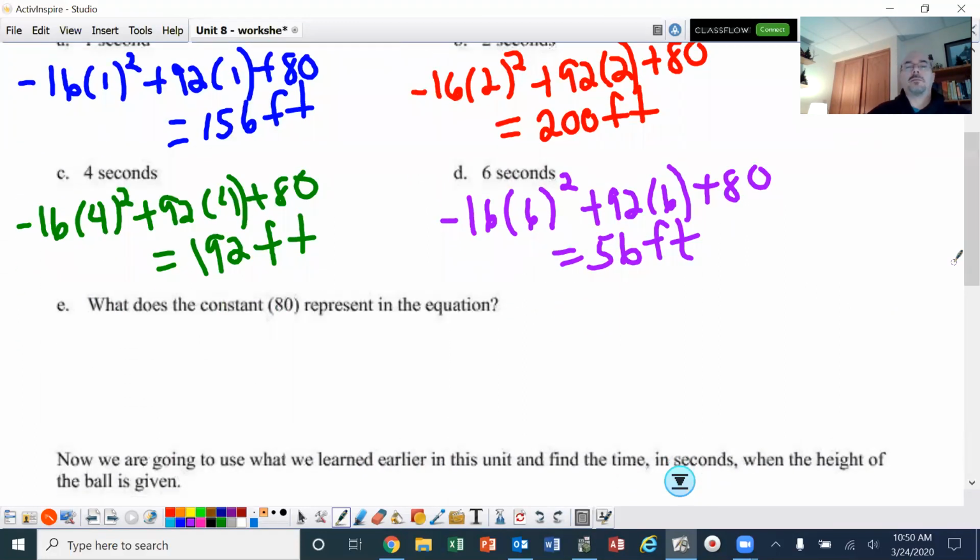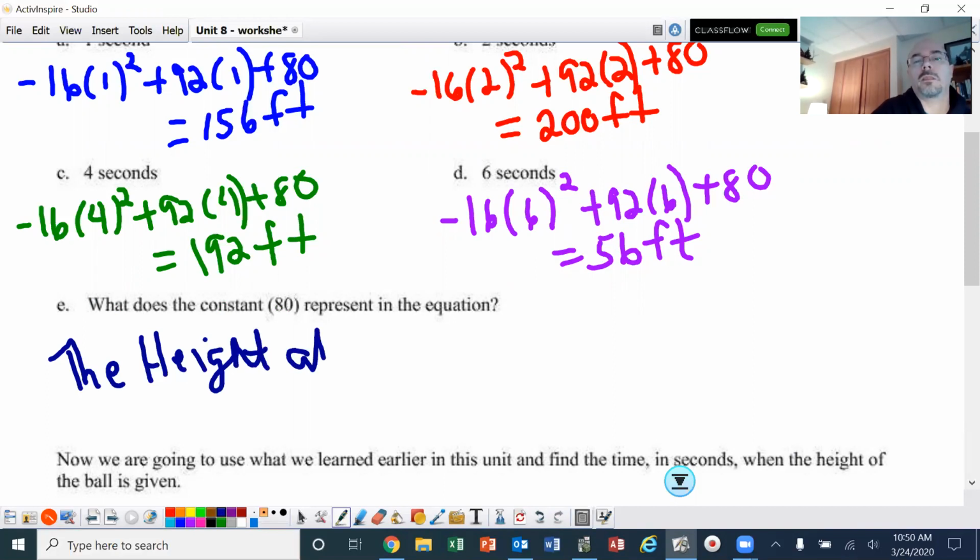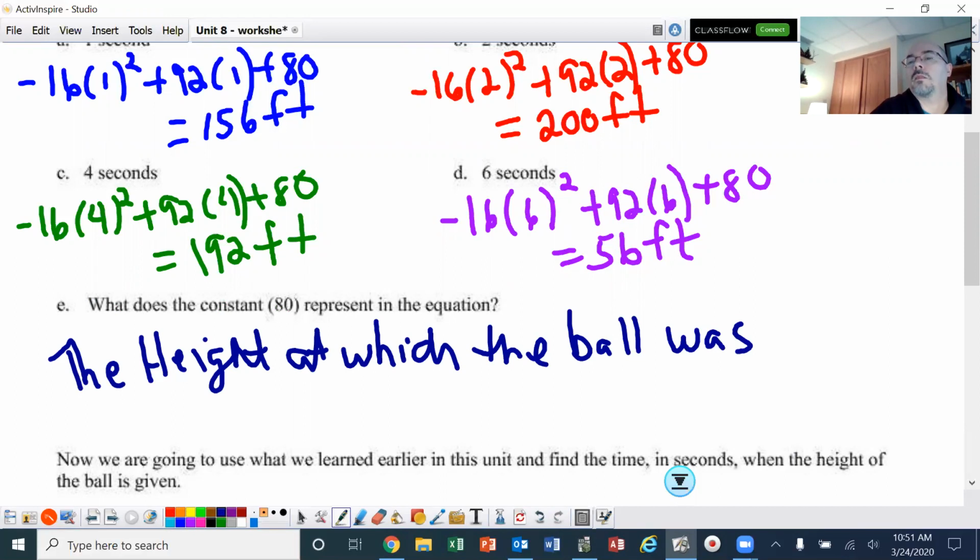What does the 80 represent in this equation? Well, remember, the person is standing on the top of a building and throwing the ball up into the air. So the 80, that constant 80, represents the height at which the ball was thrown. It's that release point. We did this problem earlier in the year in a different unit, so this should look pretty familiar.